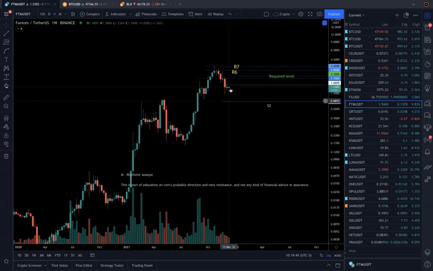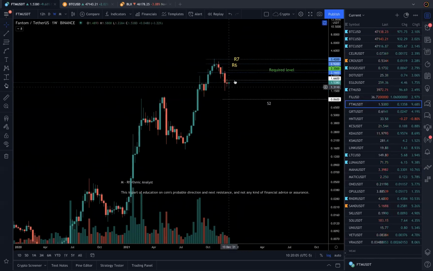FTM. So it's trying to bounce, but still below S1. It has a little more ground to cover. Good one, 9%, good one. But this is the next resistance. If it breaks above this, then it will look for this. If it does, then the required level will give a path towards a higher level and so on. So right now it wants to go up. Good sign.